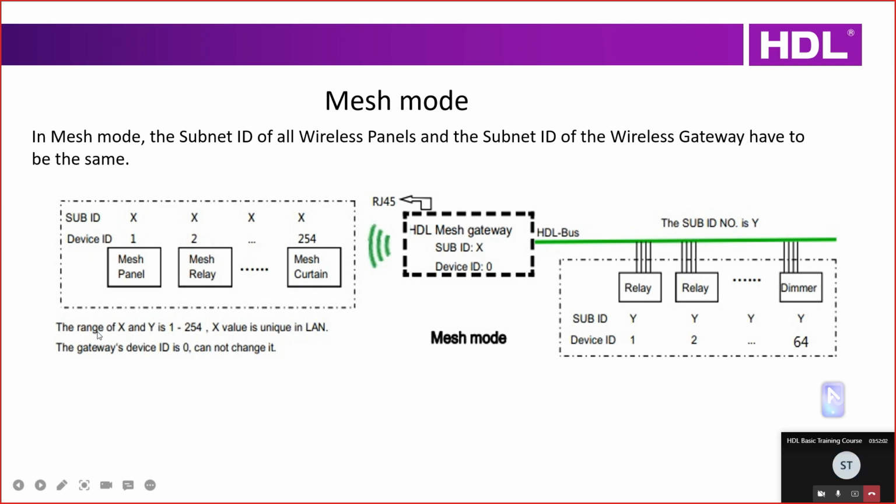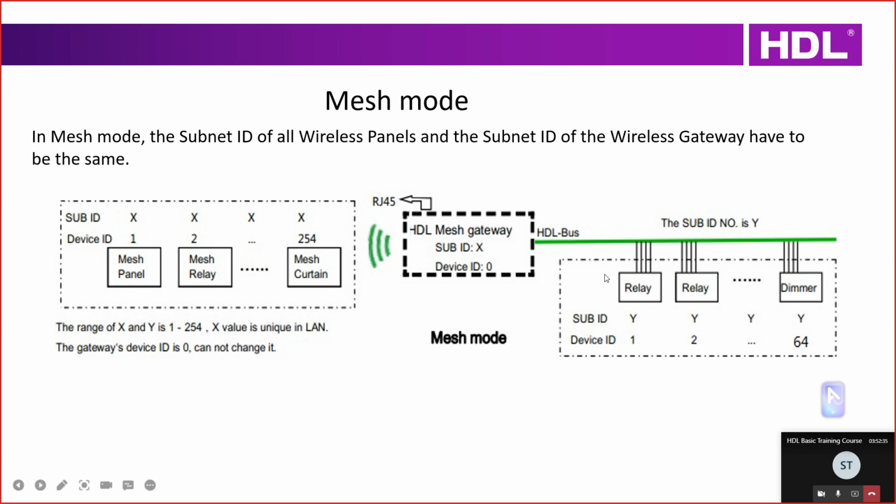And the range of X means the subnet ID and Y means another subnet ID. So the subnet can also be, it is the same as the wired system, can also be 255. And please note that the gateway device ID must be 0 and you cannot change it.